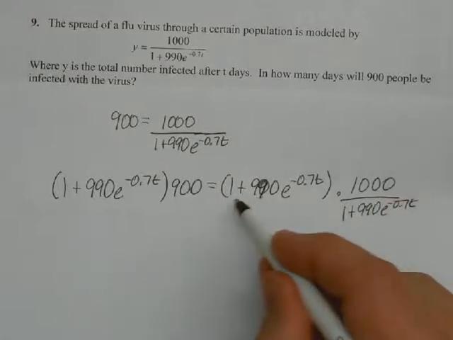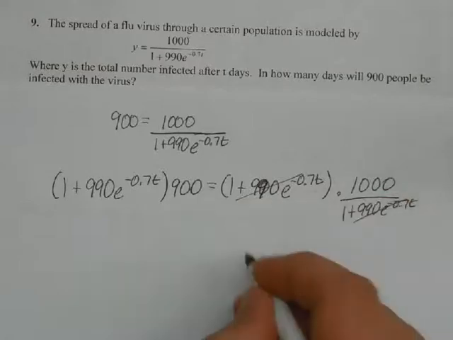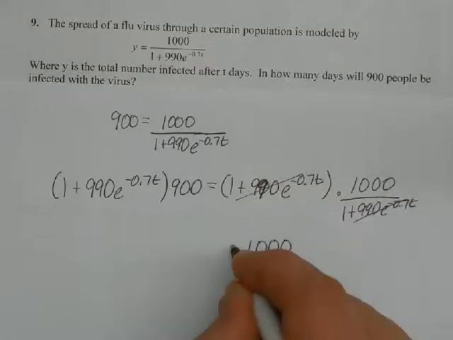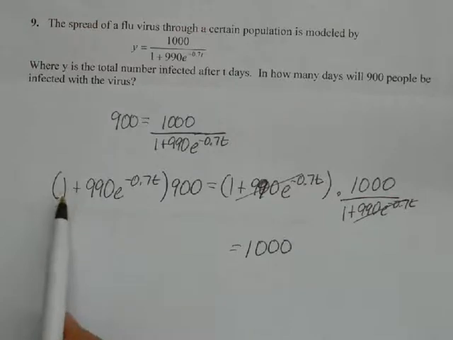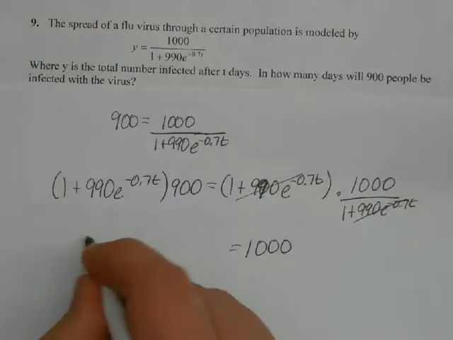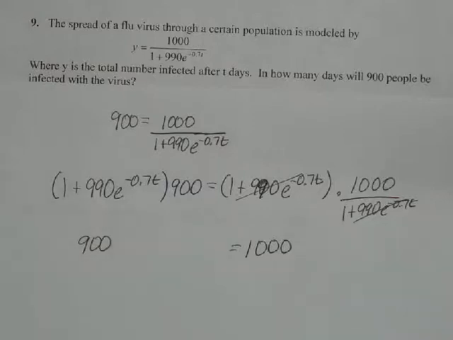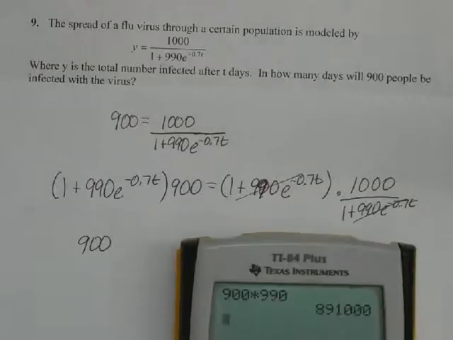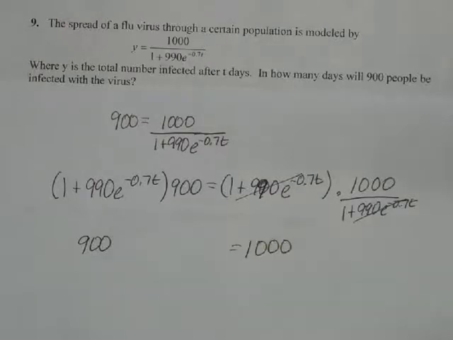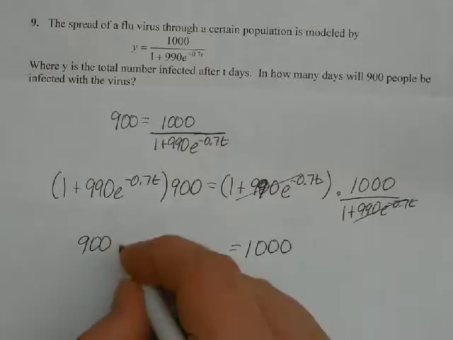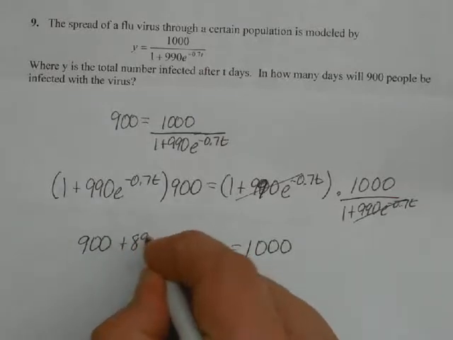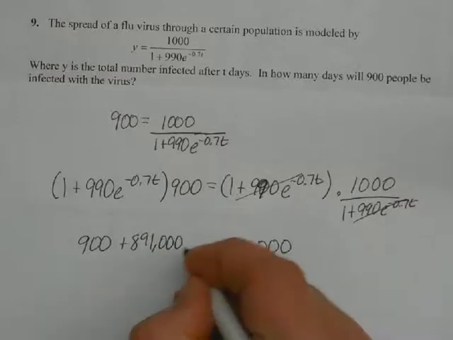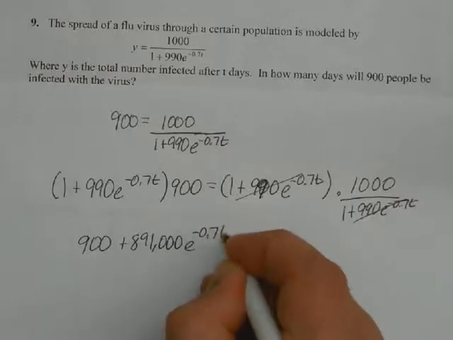So these cancel out, leaving me with 1,000. Over here, I'm going to need to use the distributive property. 1 times 900 is 900. And then 900 times 990. So we get 891,000 e to the negative 0.7t.